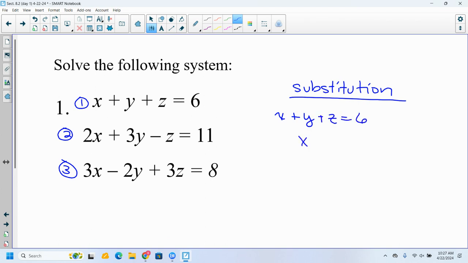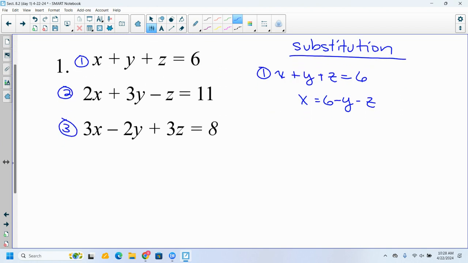Get x by itself, which means I'm going to subtract y, I'm going to subtract z. Now you need to take that. That was equation number 1, you now plug this into equation 2 and 3. That's going to go in both of them.